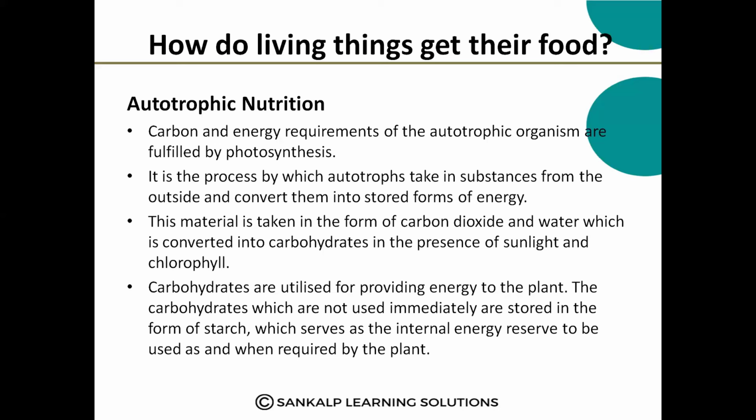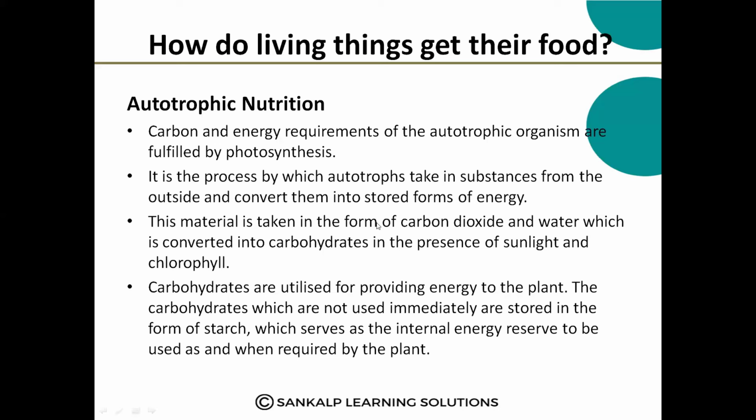There are two types of nutrition. First one is the autotrophic nutrition. So the name itself says autotrophs, or autotrophic nutrition. So this process takes place in plants. Plants are called autotrophs, right? So they use substances from outside the body, from the environment, you can call it.